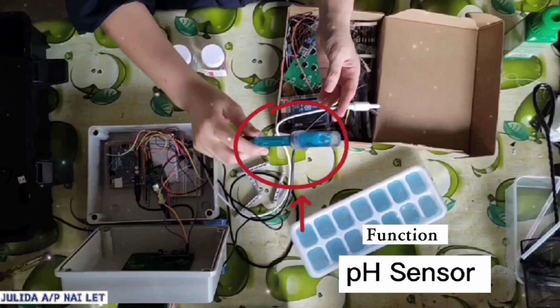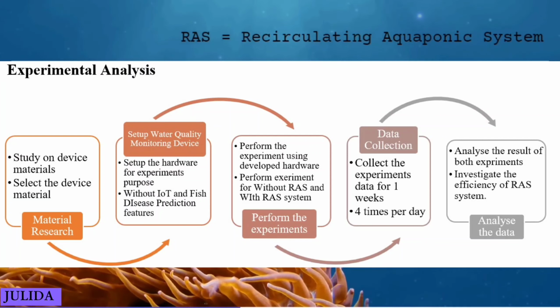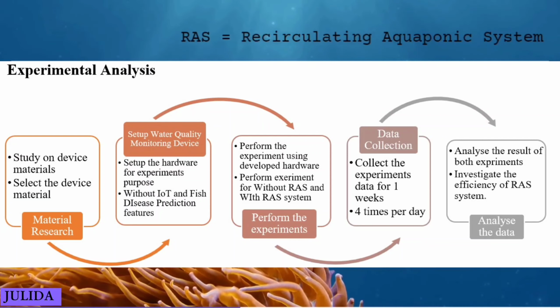This is how a water quality monitoring system functions. You can find it in this project. As I mentioned before, this study includes both experimental analysis and fish disease prediction components. Let me now describe how the process was carried out in the experimental analysis section. First, a material investigation was conducted in order to choose the best material for the project. After that, set up the water quality monitoring device to gather the sensor data.